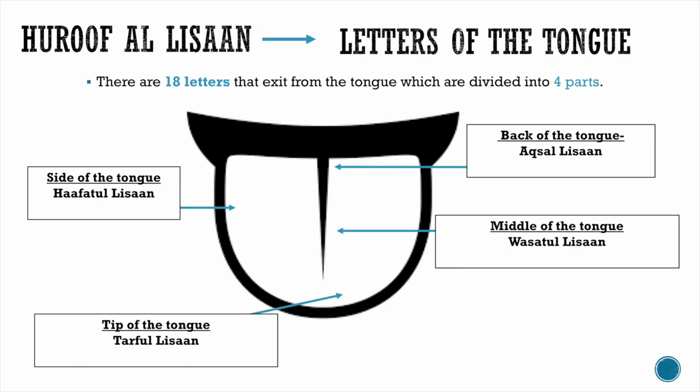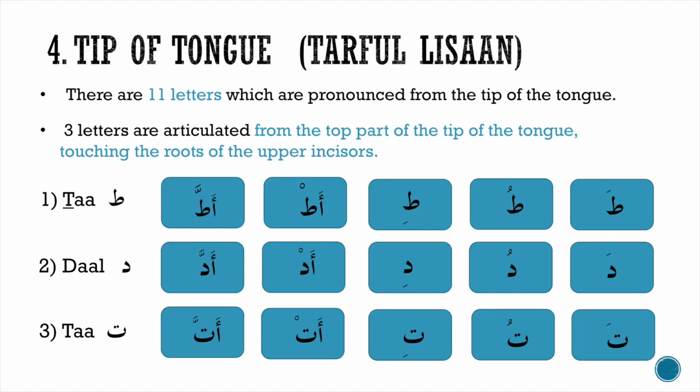As a recap from Lisaan Part 1, let's remember there are 18 letters that exit from the tongue, which are divided into 4 parts. Back of the tongue, Aqsa al-Lisan; middle of the tongue, Wasat al-Lisan; side of the tongue, Hafat al-Lisan. And in this lesson, we will focus on the tip of the tongue, Tarf al-Lisan. There are 11 letters which are pronounced from the tip of the tongue.